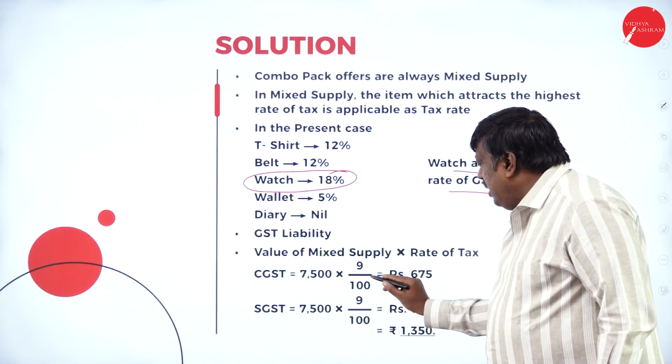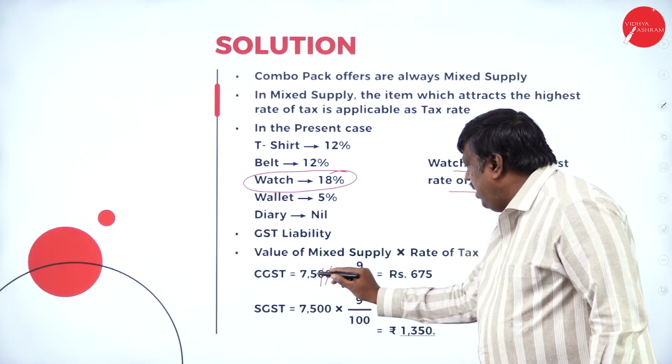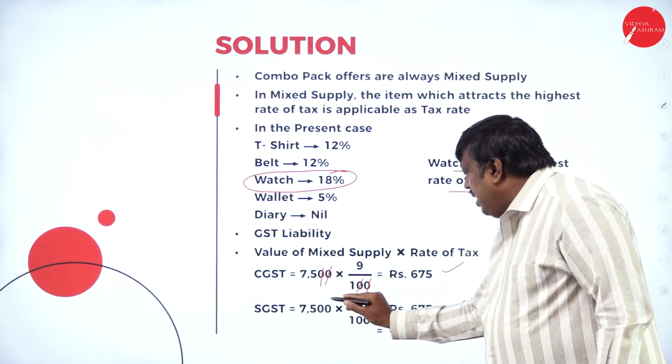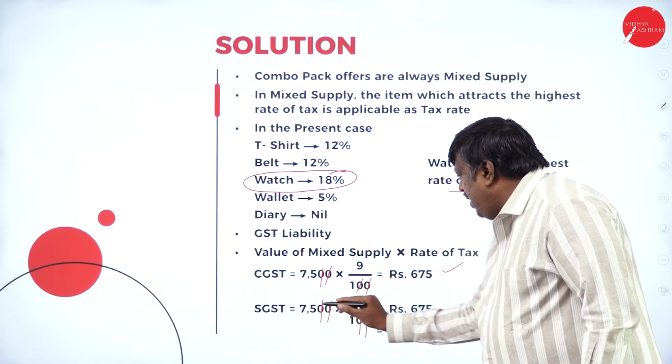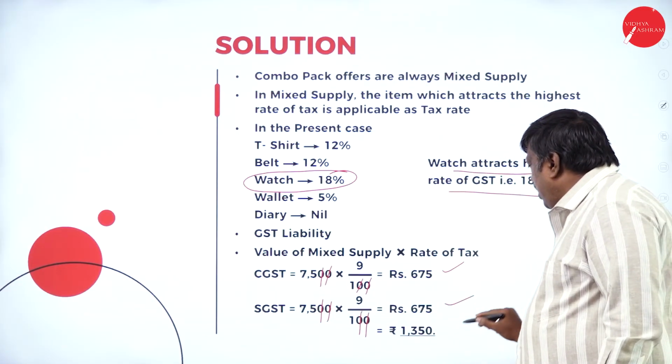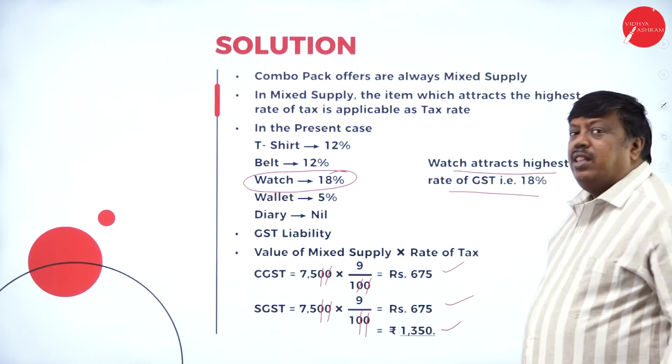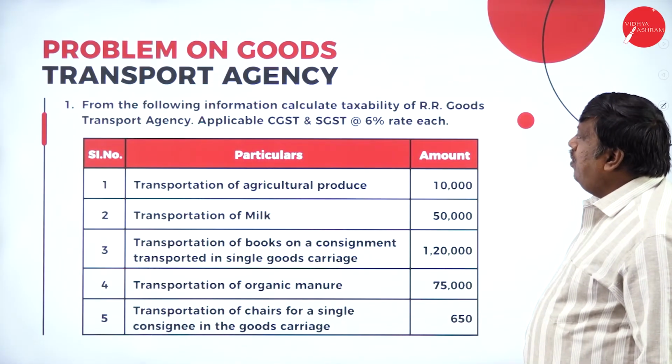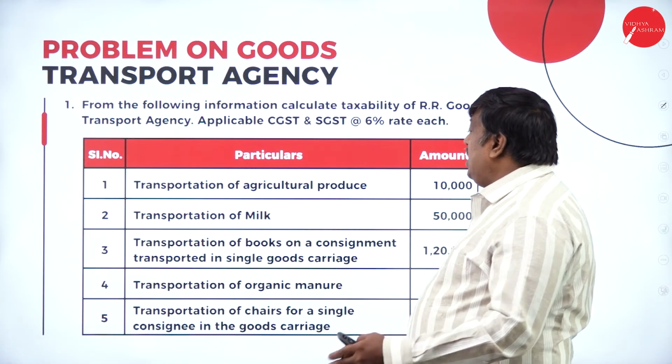7,500 into 9, 0 gets cancelled. 75 into 9, 675. 0 gets cancelled. 75 into 9, 675. Totally I have to pay GST 1,350. So now, problems on transport agencies.